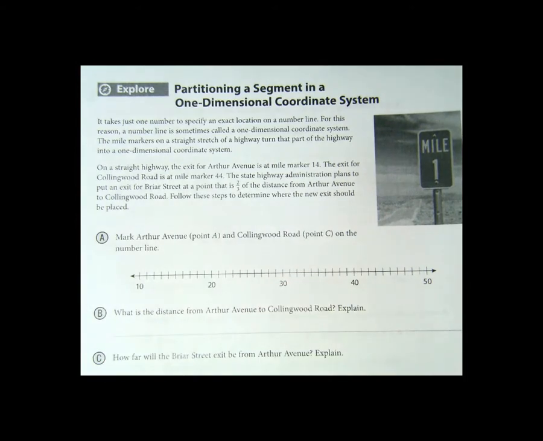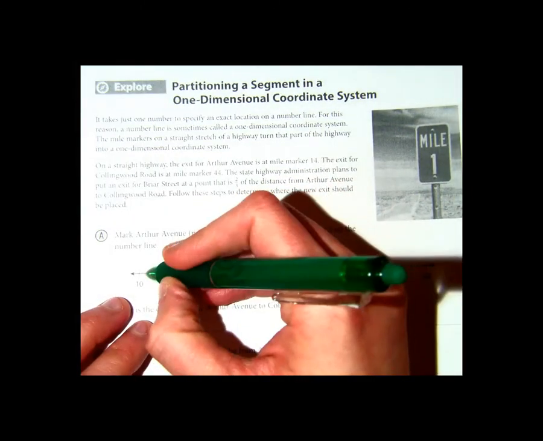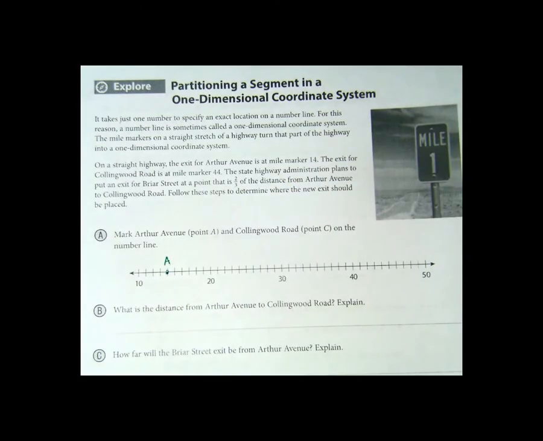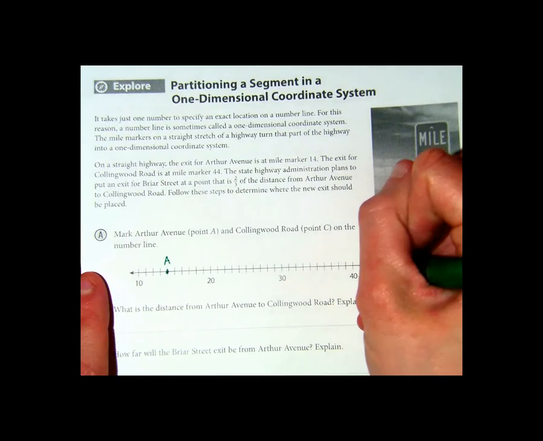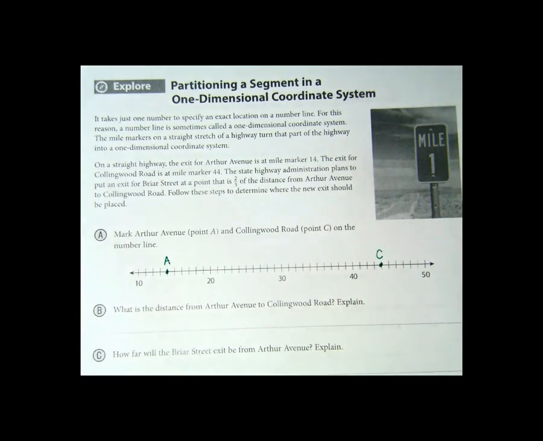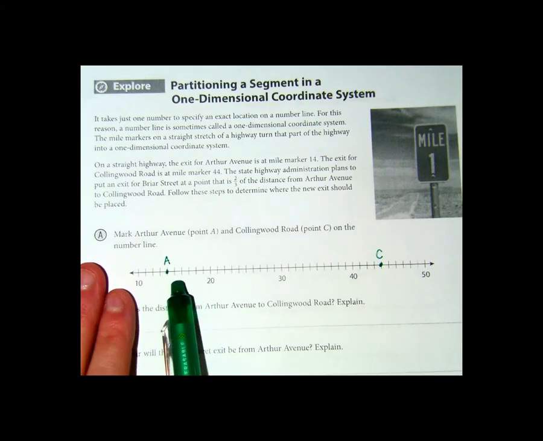Alright, on a straight highway, the exit for Arthur Avenue is at mile 14. So A actually says we're going to mark that. So we're going to mark mile 14 with an A. 11, 12, 13, 14. So there's A. And the exit for Collingwood Road is at mile marker 44. 41, 42, 43, 44. And that's C. The State Highway Administration plans to put an exit for Briar Street at a point that is 2/3 the distance from Arthur Avenue to Collingwood Road. Follow these steps to find that.